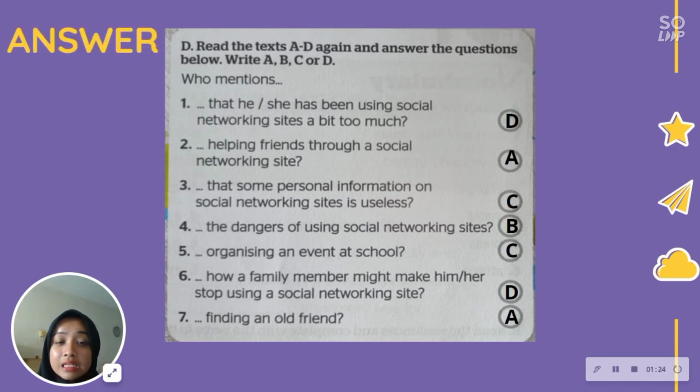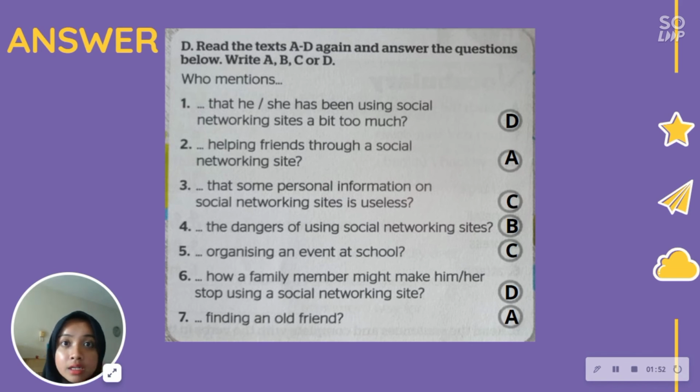The first one is someone who has been using social networking sites a bit too much recently, and has a preference for social networking sites. Next, that some personal information on social networking sites is useless. C, the dangers of using social networking sites. D, organizing an event at school. C, how a family member might make him or her stop using social networking sites. D, and finding an enrolled friend. So this is the answer.